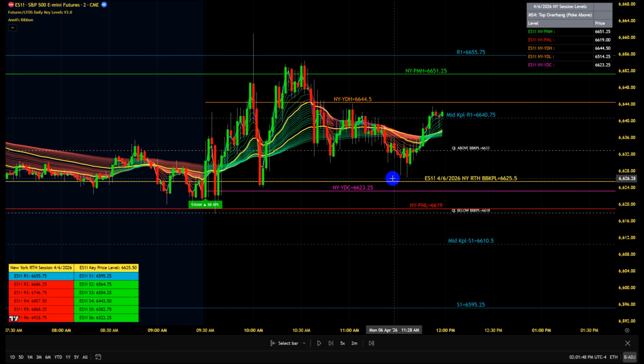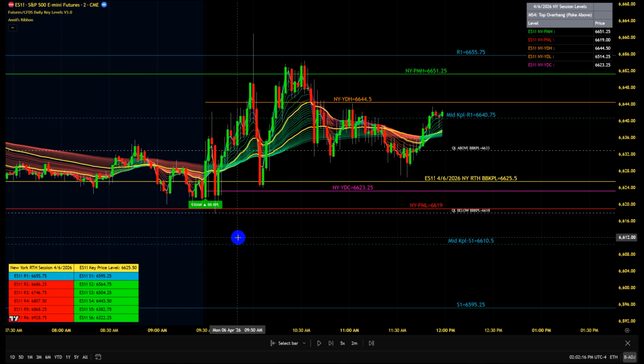Okay, so what we're looking at now is Monday's session, 4/6/2026. In this case, we have a bullish candle on the BBKPL 2-minute chart. As you can see here, if you did take this trade and use the tight stop loss, you would have been stopped out here on the wick of this candle.